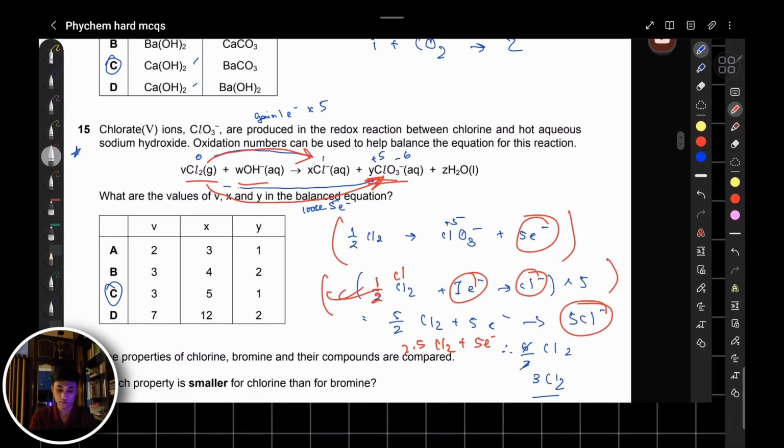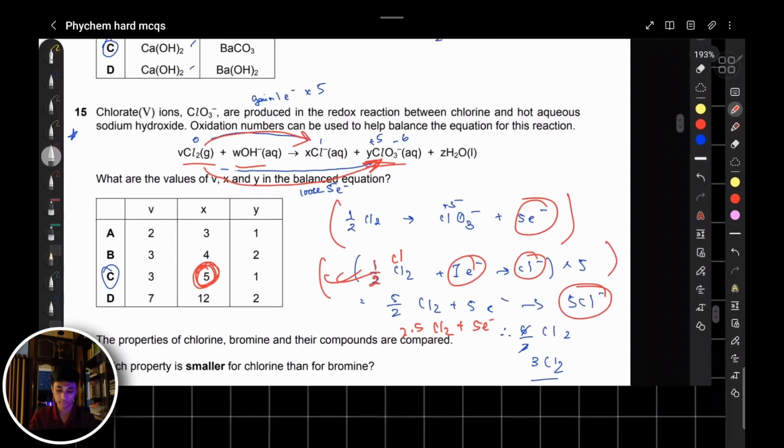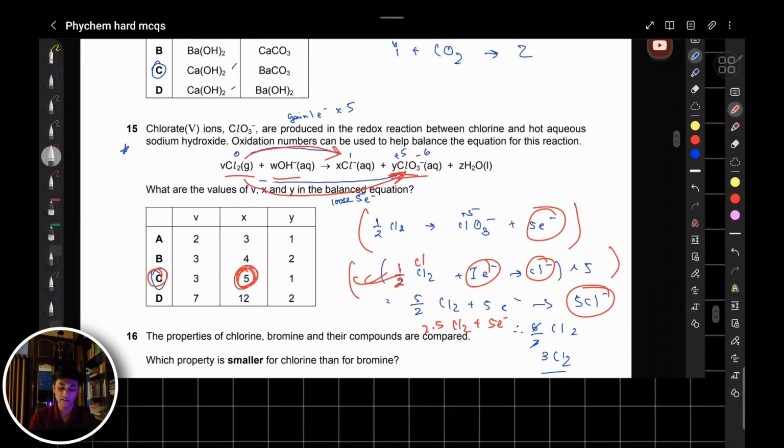So X is going to be 5. So you can use that to deduce that C is the answer, because there is no other option with 5 as a value for X. We are not choosing the hydrogen ions and water molecules, since the values of Z and W are not needed in the equation. You can figure it out simply by finding the number of electrons lost or gained via the disproportionation reaction.